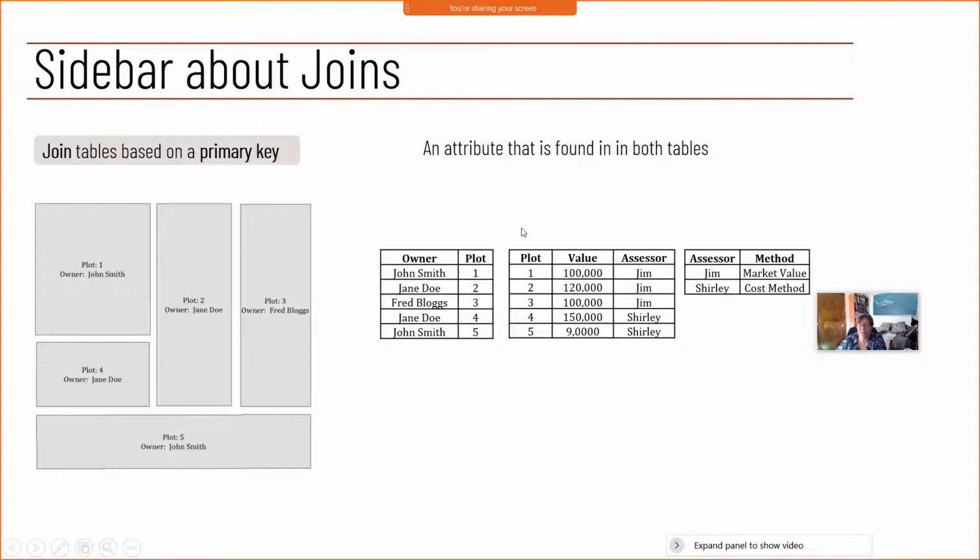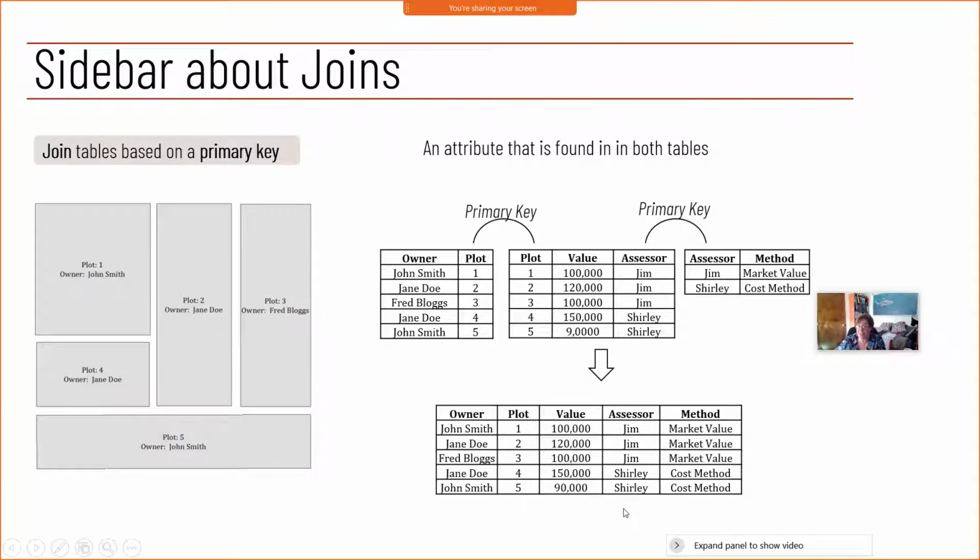That is an attribute that is found in both tables that we can basically use to glue those tables together. So the plot one is here, and then the assessor we know, and we can join those as well. So we join those three tables together, and we end up with one table that has the owner name, plot, value, assessor, as well as the method. So basically it combines the information from all those three tables.